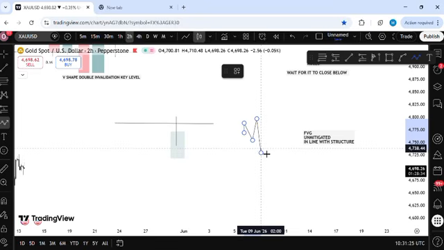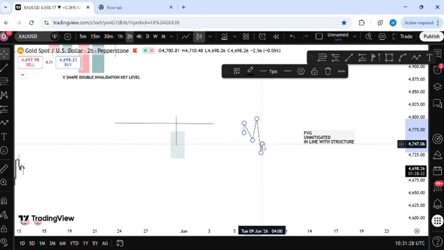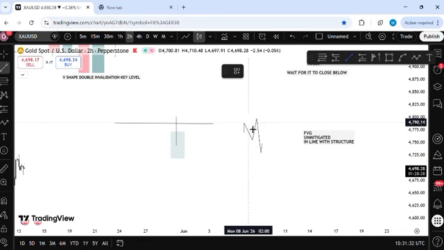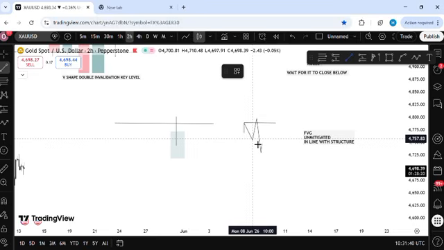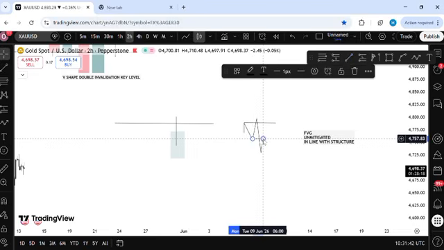Then, after that, let me mark it out first. After that, you move down to your 4-hour time frame. Most of you enter trades from the daily time frame, which is fair enough if you're a swing trader. But me, I mostly use the 4-hour time frame and below to enter my trades.